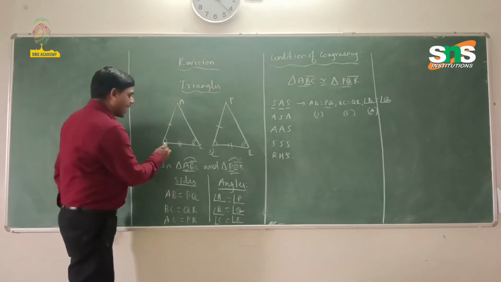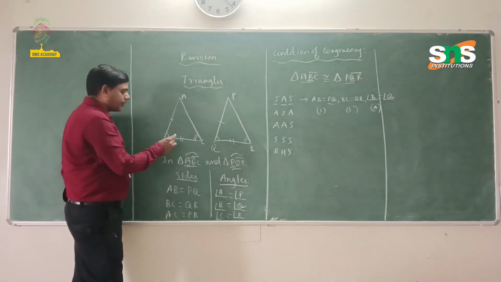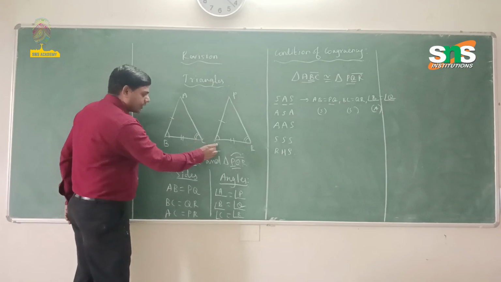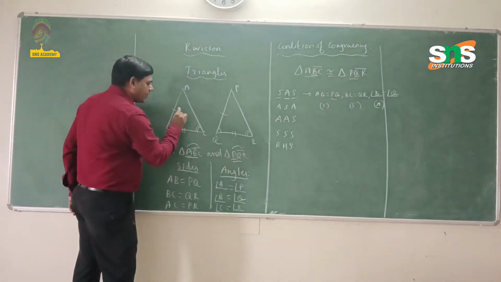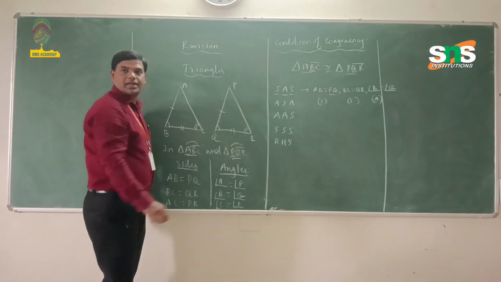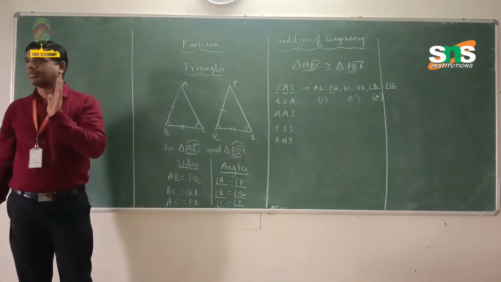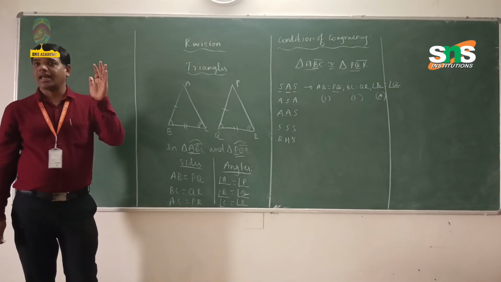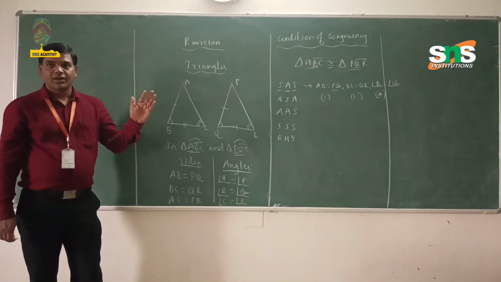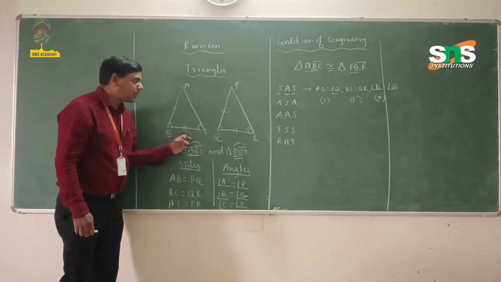Same thing when you are taking angle and side: angle B equal to angle Q, angle C equal to angle R, and then any one corresponding side should be equal. That is angle angle side. Very clear? Okay.